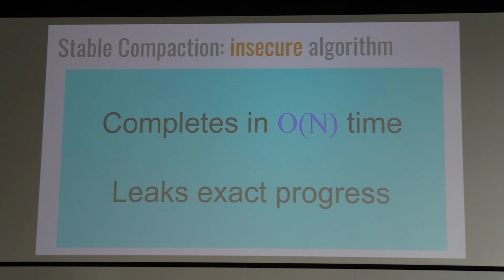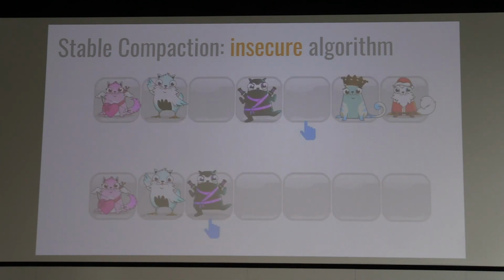But the algorithm is not secure because it leaks the exact progress. Right? You leak the position of the pointers, and that will tell you exactly which positions in the input array contain kitties and which positions are empty.